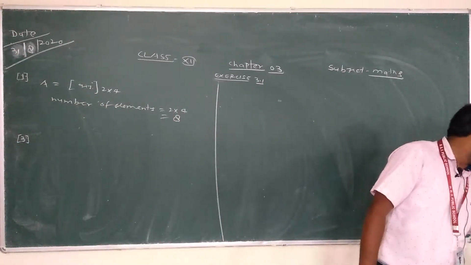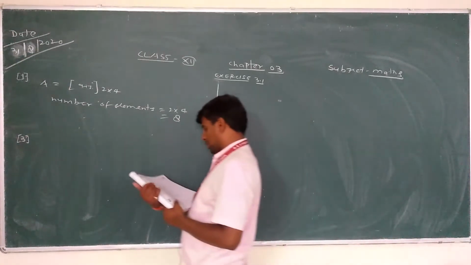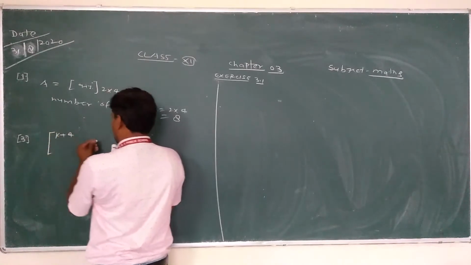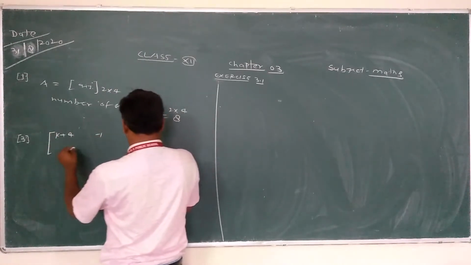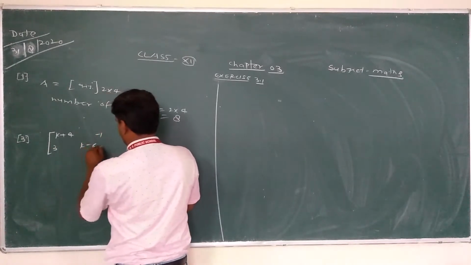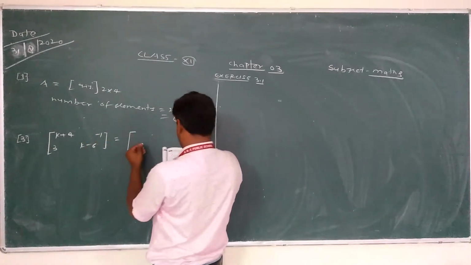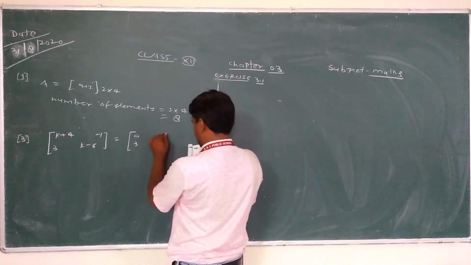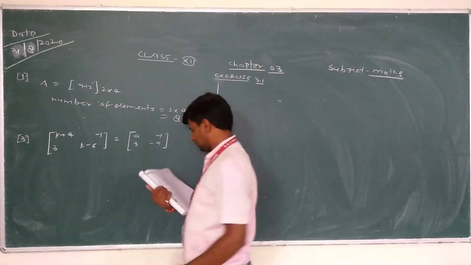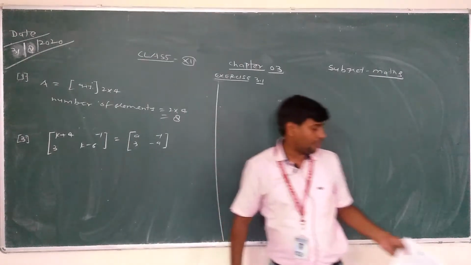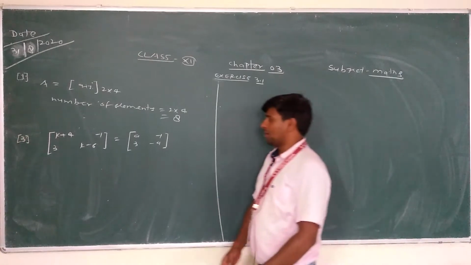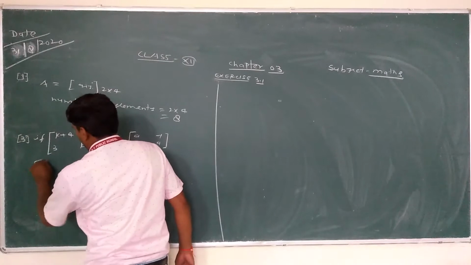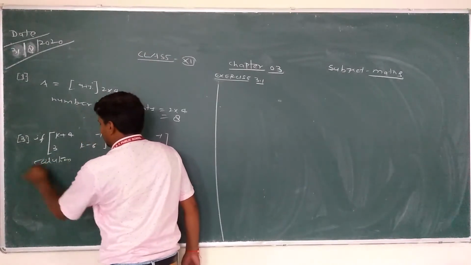What is question number 3? The third is an important question. If the matrix [k+4, -3; k-6, ...] equals [a, -1; 3, -1], then find the value of a. In this question we want to find the value, so we start the solution.